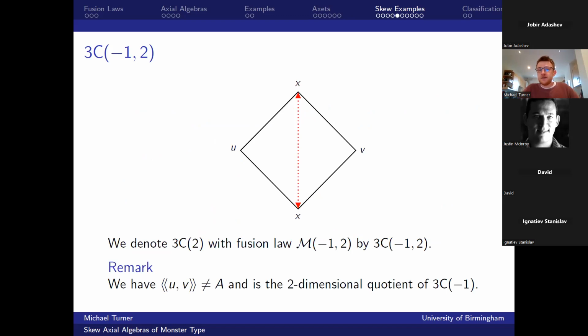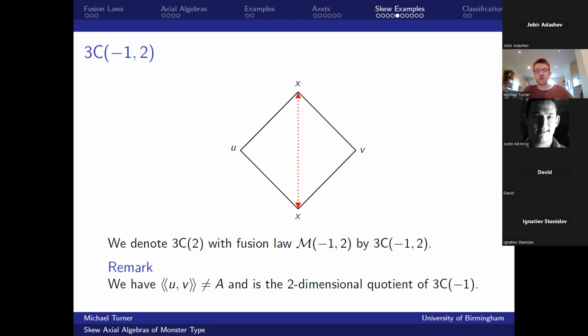So again, just a diagram to explain myself a bit more. We start with x here, and we've got u and v. The tau map of x swaps u and v about. However, the tau map of u and v does nothing. It's going to act as the identity. And again, we're going to denote this 3C2 with this monster fusion law by 3C -1, 2, just to avoid confusion because we've got the different generating set. However, the same algebra pops up.